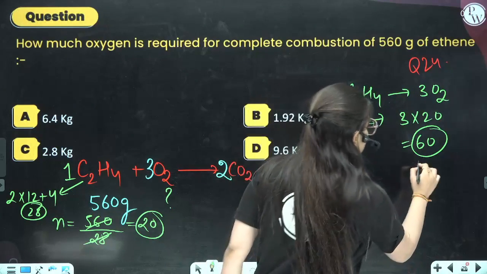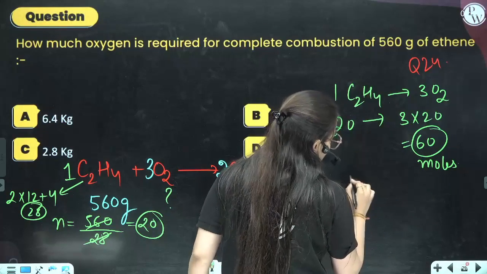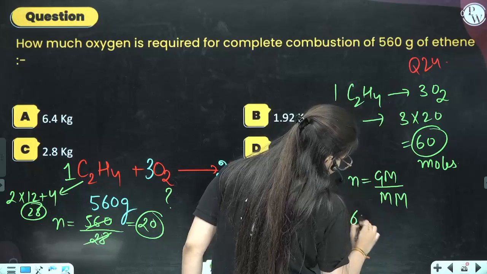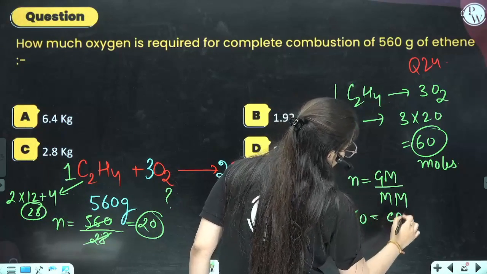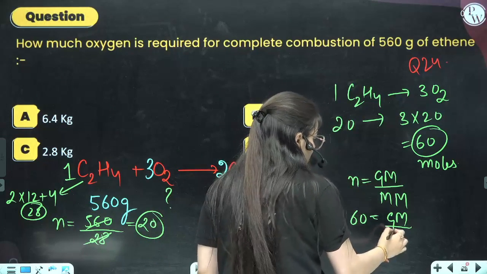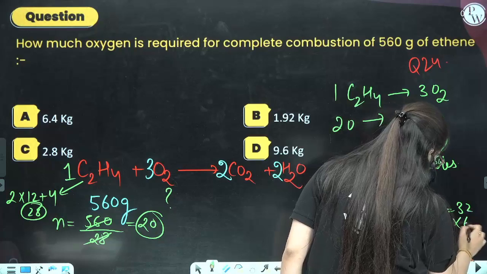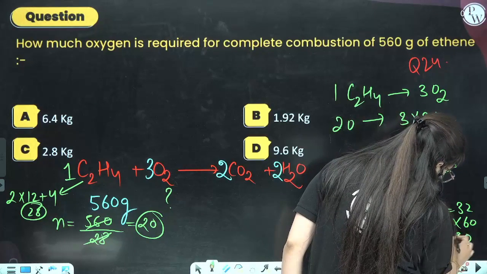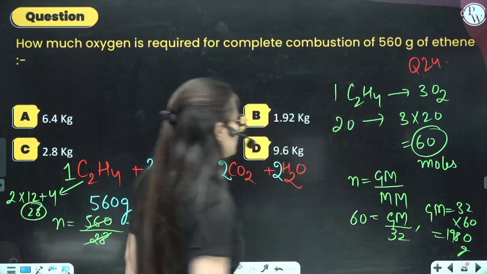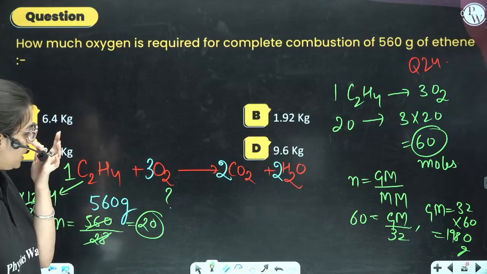Now this is in moles, but here you have to find the answer in grams and kg. Moles is equivalent to given mass upon molecular mass. Number of moles is 60. Given mass you don't know, but the molecular mass of O2 you know: for 1 oxygen 16, for 2 it will be 32. Now you cross multiply, it will be 32 into 60, so this comes out to be 1980. But do remember, this is in grams. The answer is asked in kg.